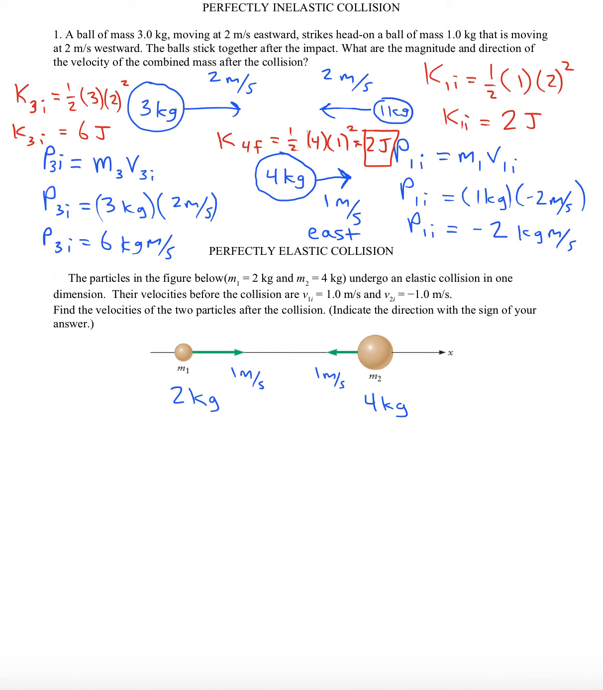If they rebound off of each other in a perfectly elastic way, what will be the final velocities of these particles? In what direction will they be going?